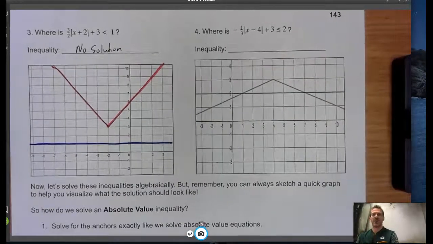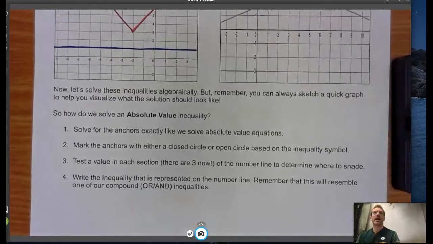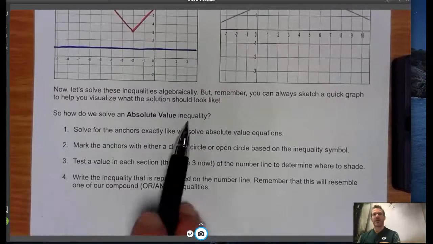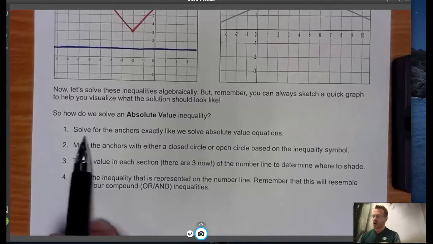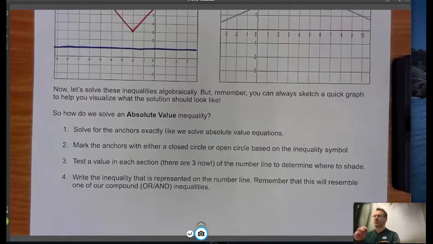We're getting a little long on the video here, so I'm going to skip that 4th one and just get into, all right, how do we solve an absolute value inequality? So once again, it's going to be a very similar process, right? We're going to solve for our anchors, just like what we did before. And we just have to remember that when we solve an absolute value, we should be expecting 2 anchors. We saw those 2 points of intersection on all the prior problems there, right?